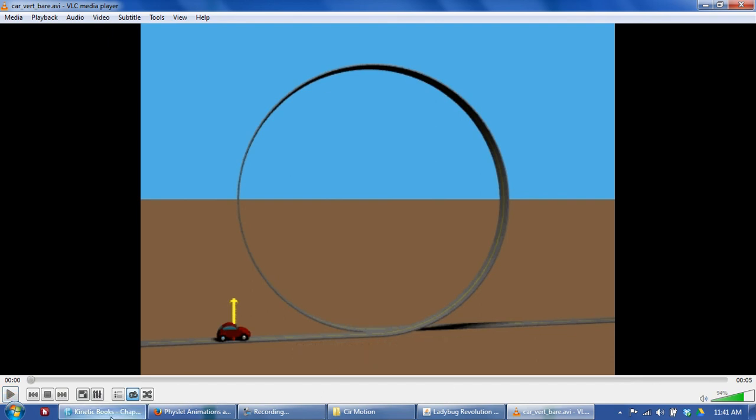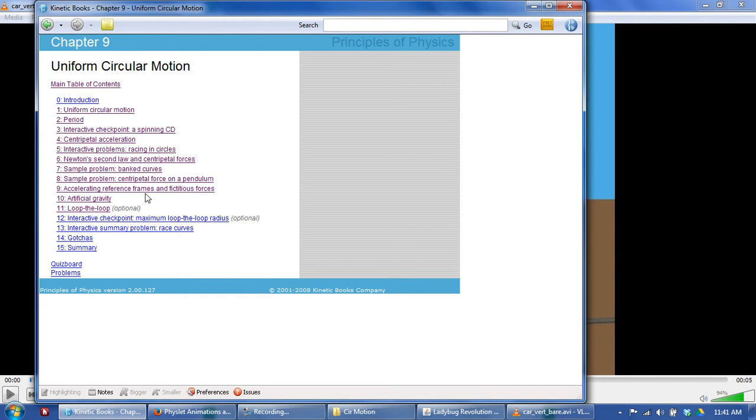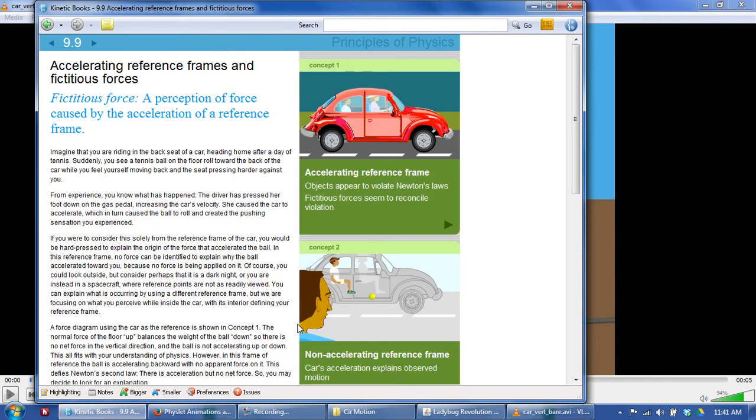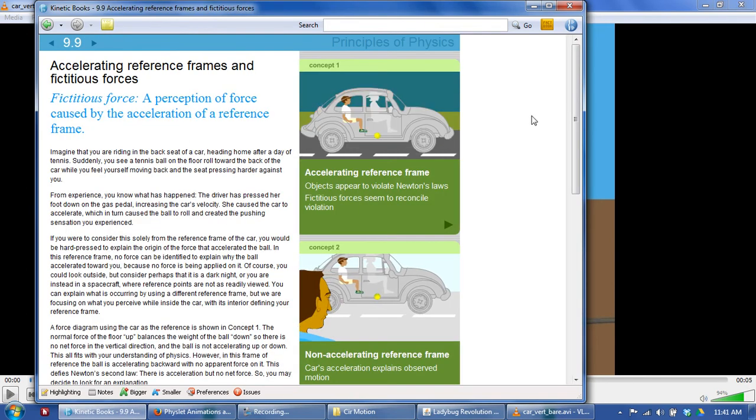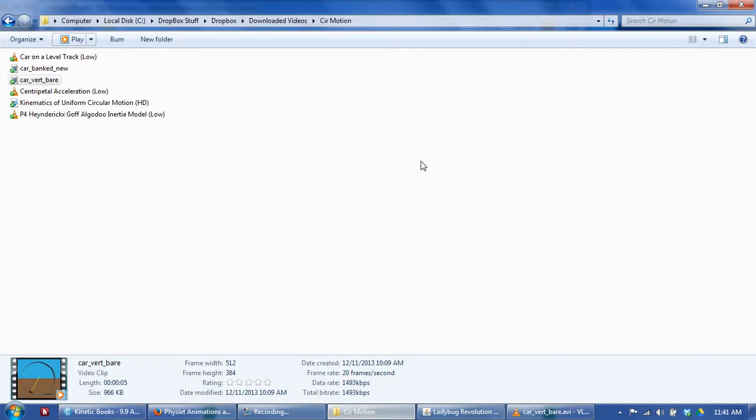Let's look at something else that's very interesting here, though. And this is down here in number 9. And this is a way to look at and explain why when I'm in a car going in a circle, it doesn't feel like I'm being pulled to the inside. It feels like I'm being pushed to the outside. And that is because that's what's called a fictitious force. Fictitious because it doesn't actually exist.